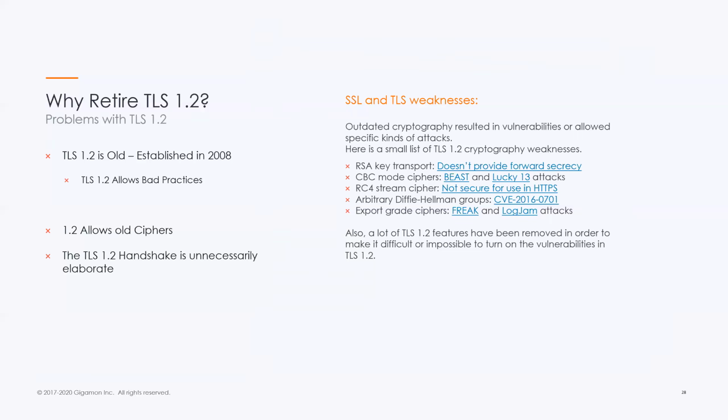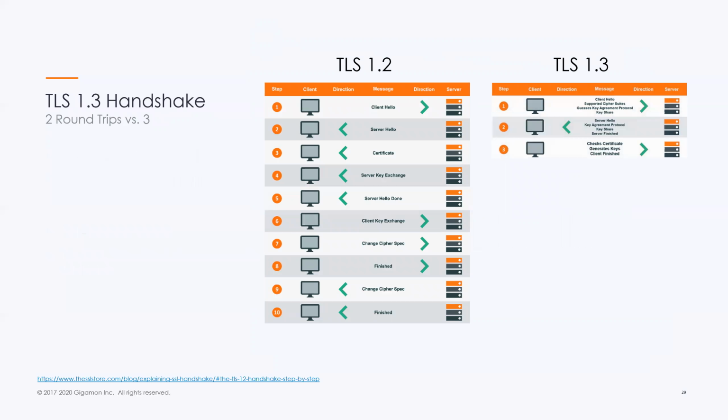Outdated cryptography resulted in a bunch of vulnerabilities. You can read the list as you all do some research for yourself. There's many vulnerabilities in 1.2 and 1.1. The TLS 1.3 handshake compared to TLS 1.2, you can see is very, very different. There's up to sort of 10 different phases of the TLS 1.2 exchange, and TLS 1.3 has 3.